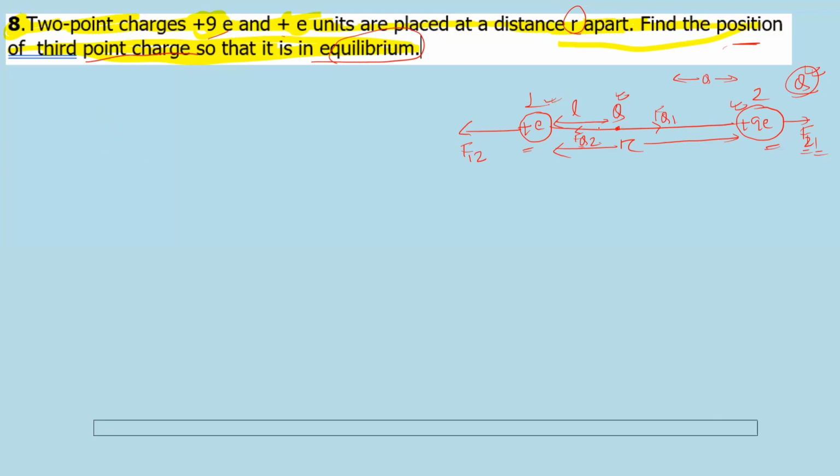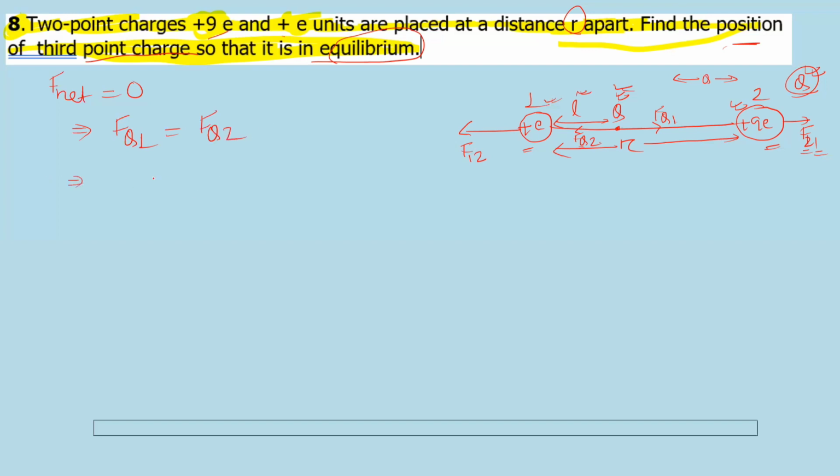We just need to calculate the position, that is, the value of small l, this L. Now, we will calculate by Coulomb's law. First of all, the net force on this charge Q must be equal to 0. For the net force to be 0, the force on charge Q due to charge 1 must be equal to the force on charge Q due to charge 2.